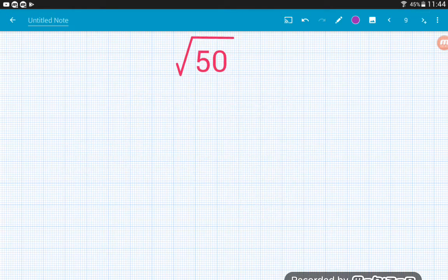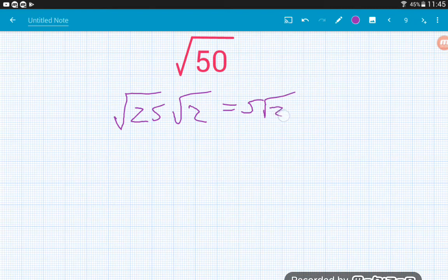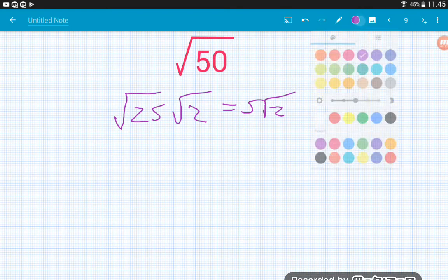Okay, one more, root 50. There's really not very much we can do with 50. We've either got 1 and 50, 2 and 25, or 5 and 10. So the most direct route would be 2 and 25, so we could write root 50 as root 25 root 2, and then the square root of 25 is going to leave us with 5 root 2.